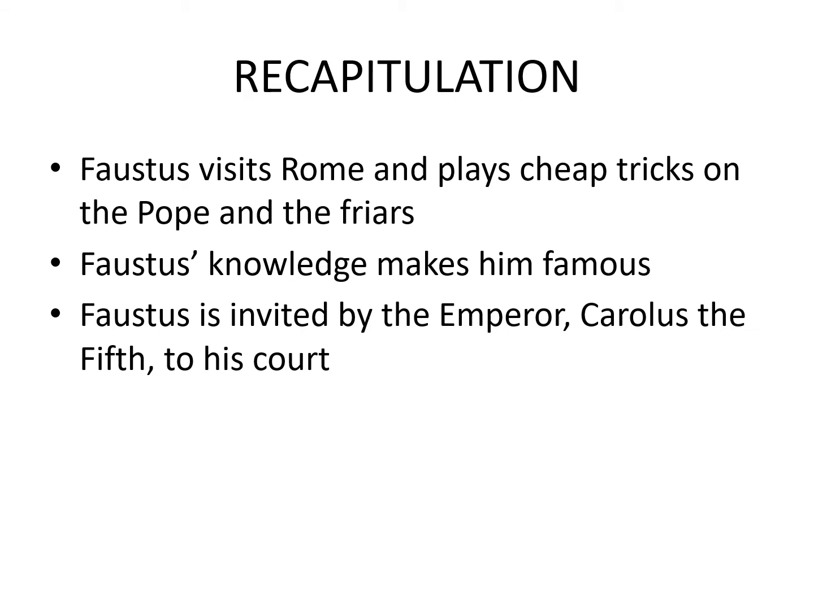Let's recapitulate. Faustus visited Rome. He played cheap tricks on the Pope and friars. And Faustus's knowledge has made him famous, we know. In between, we also saw Robin and Ralph, who were again trying to use magic for cheap tricks, and how they want to create some kind of master-servant relationship with the help of magic. Now we've got a hint: Faustus is invited by the emperor at Innsbruck. Emperor Carolus the Fifth has invited Faustus to his court.